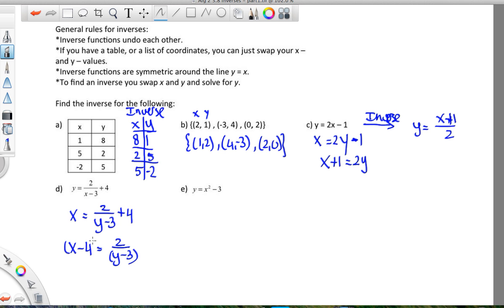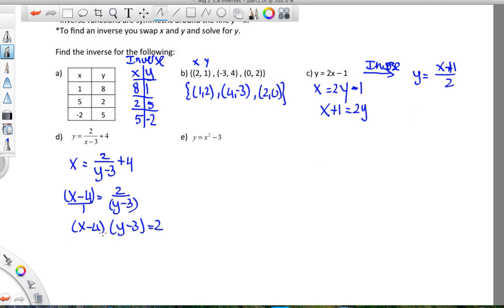Think of these little things as fractions, factors, so you could cross multiply here. So you get x minus 4 times y minus 3 is equal to 2. And I'm going to keep solving for y, so that actually means that I can bring the x minus 4 over here if I divide by it. So I get 2 divided by x minus 4, and then drop the parentheses here, so you can now just look at this as y minus 3 because you're not doing anything else to it.